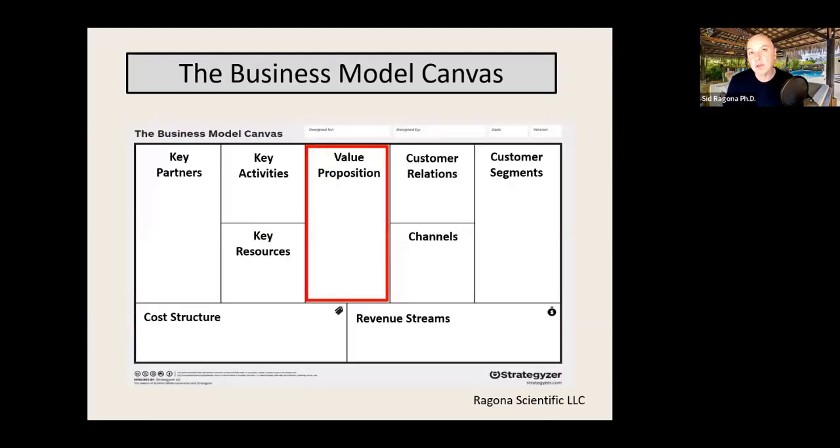So let's start with the value proposition. This is the most important part of the business model canvas.